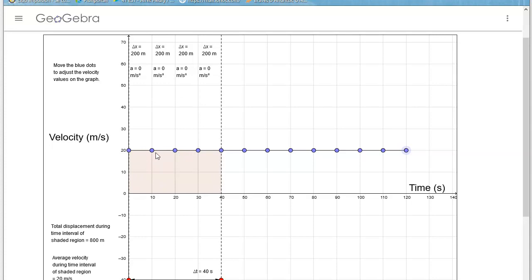So when we want to look for displacement on a velocity versus time graph, what we can do is to look for the area under the curve. However, this is a fairly simplified version.